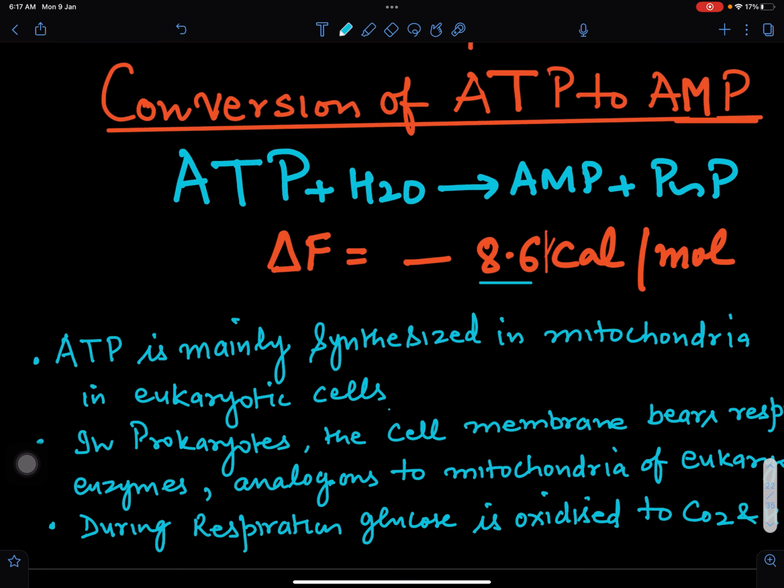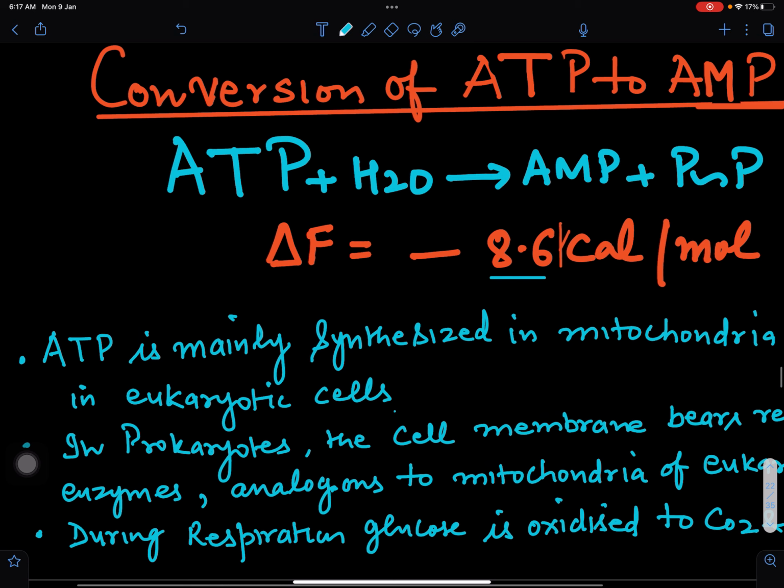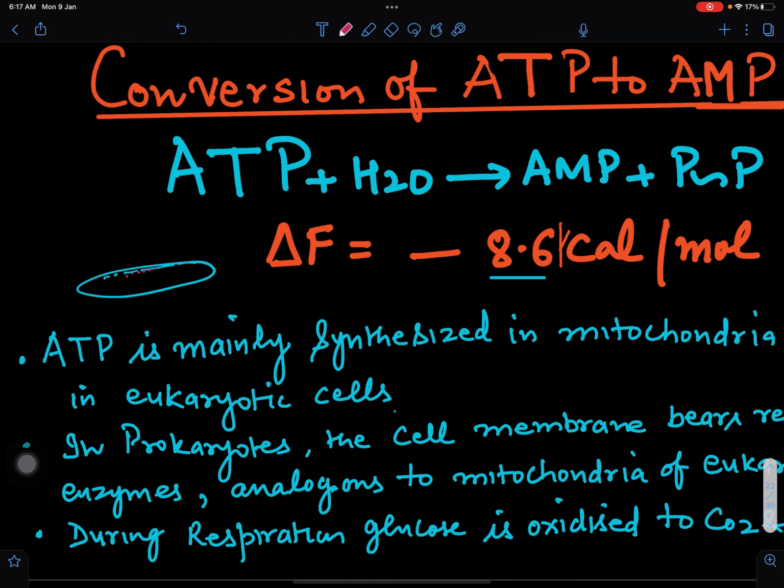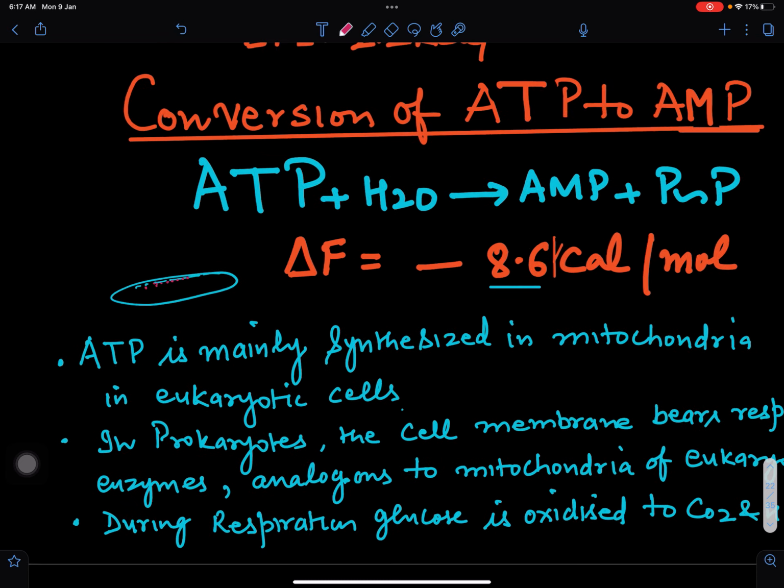So when oxidative phosphorylation occurs, that we'll also discuss in a separate video in detail, how this synthesis of ATP is occurring in the membrane of the mitochondria, and this occurs in the eukaryotic cells. But in case of bacteria, like this is bacteria and this is the internal membrane, and here we will see respiratory enzymes are there, and this will occur in the prokaryotes, right? But in case of eukaryotes, this occurs in the mitochondria.